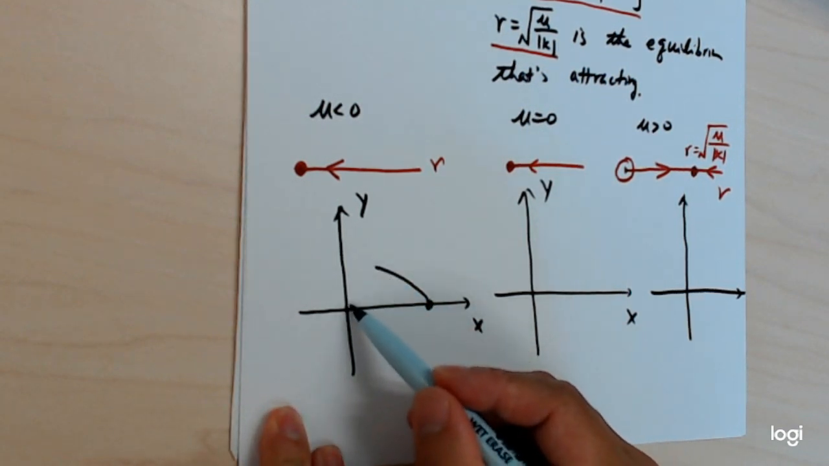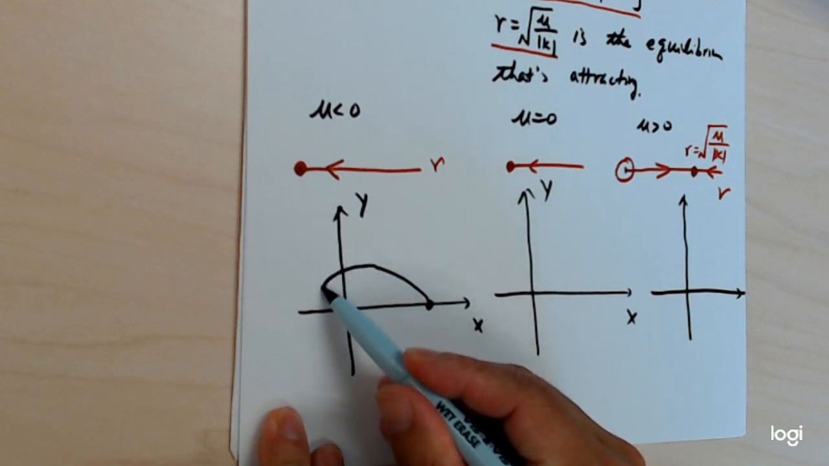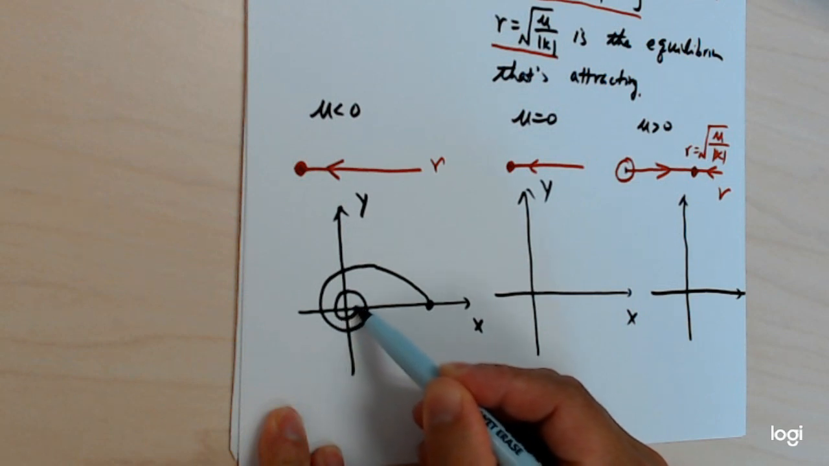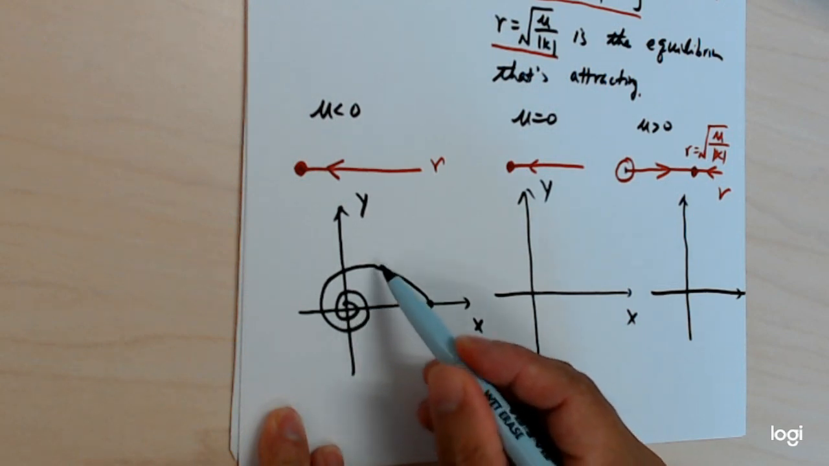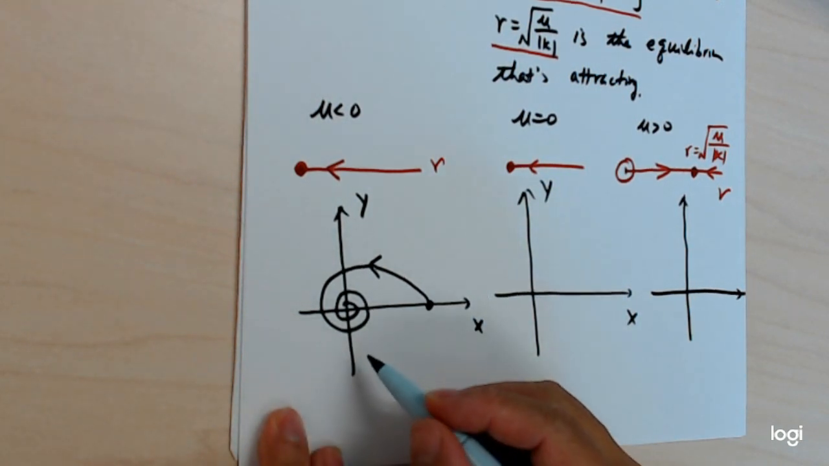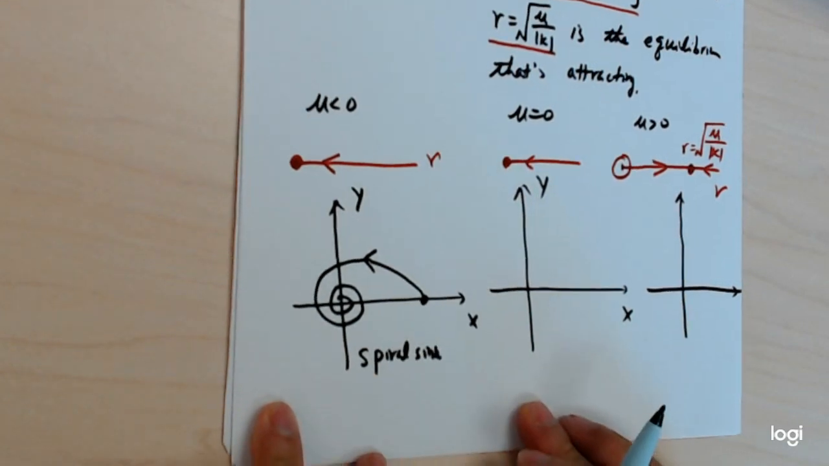See the angle? So that was a smaller angle. It's getting bigger and bigger. The angle will increase, but at the same time, the trajectory has to approach what? Has to approach the origin. So it's getting closer and closer to the origin. So this is the spiral. As we said, this is the spiral sink. The origin is a spiral sink.